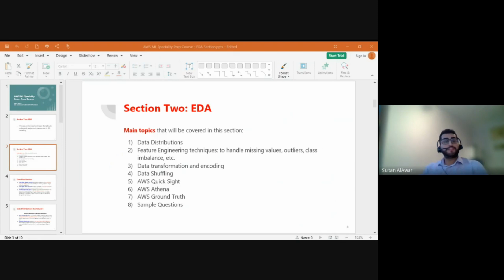The main topics that we're going to talk about in this section can be summarized in the slide. We're going to talk about data distributions, feature engineering techniques, such as handling missing values, outliers, and class imbalance. Then we're going to talk about data transformation and encoding. We're going to touch on data shuffling, AWS QuickSight, AWS Athena, and AWS Ground Truth.